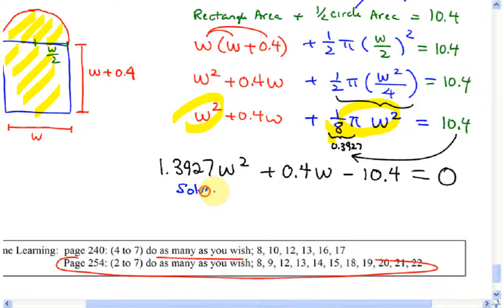Now, in this case, what would you want to do? Solve for W by using what? Quadratic formula? Yeah. Use the quadratic formula. Let's use the quadratic formula this time. You can double check your answer with the graphing calculator if you wish.